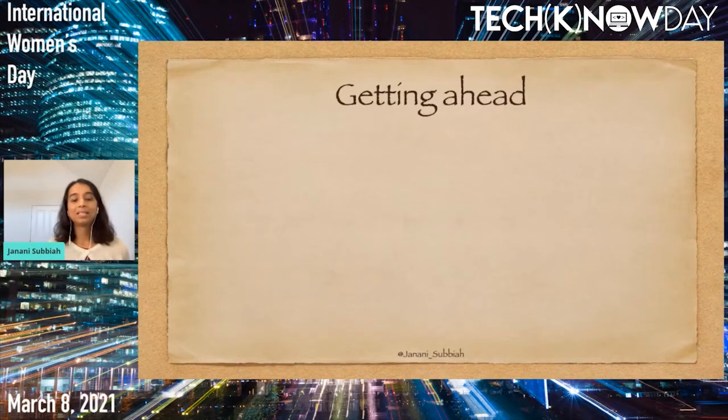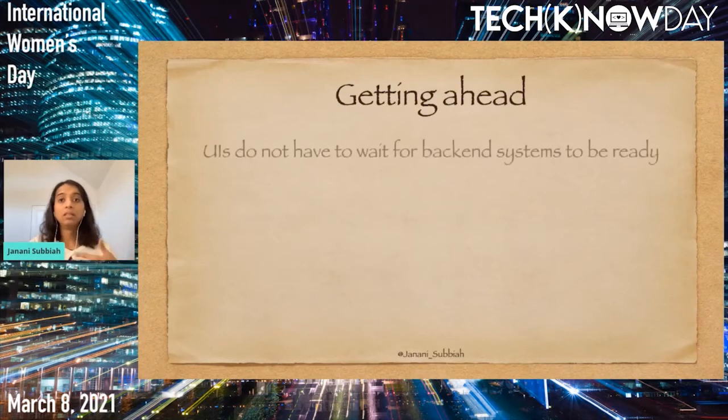And the next one is getting ahead. And what I mean by this is UIs don't have to wait for backend systems to be completely fleshed out and ready before they can start development. This is huge, and at a very high level, this can be broken down into 4 steps.